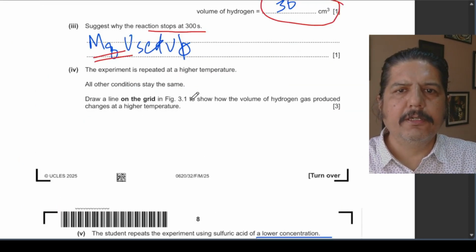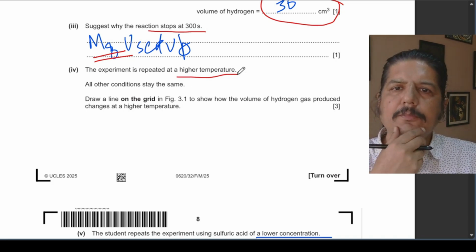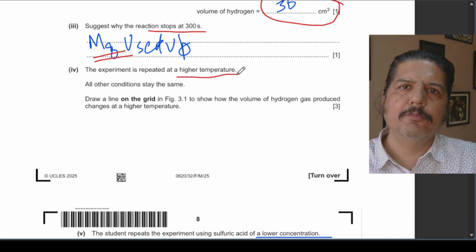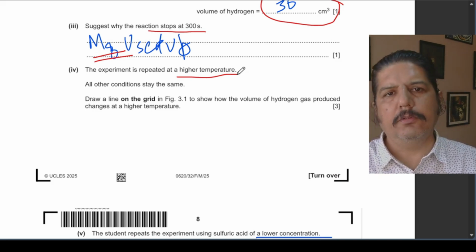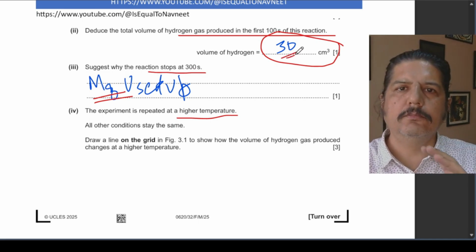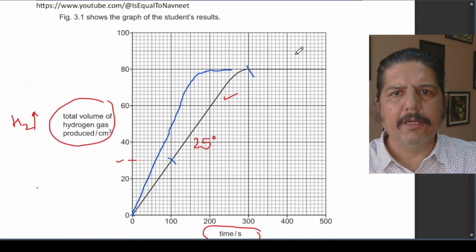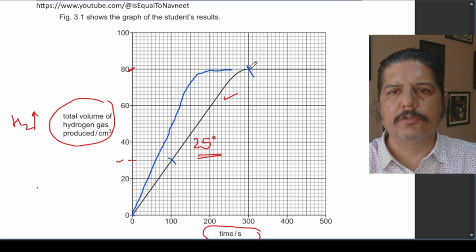The experiment is repeated at higher temperature. Now, as we have been discussing before, at higher temperature, the rate of reaction would be more. But one thing that you need to remember is that the volume of the hydrogen gas which is produced would remain the same. So, what I'm trying to tell you here is that at 25 degrees Celsius, this was the total volume of hydrogen gas which was produced. So, this is the 80 centimeter cube mark.